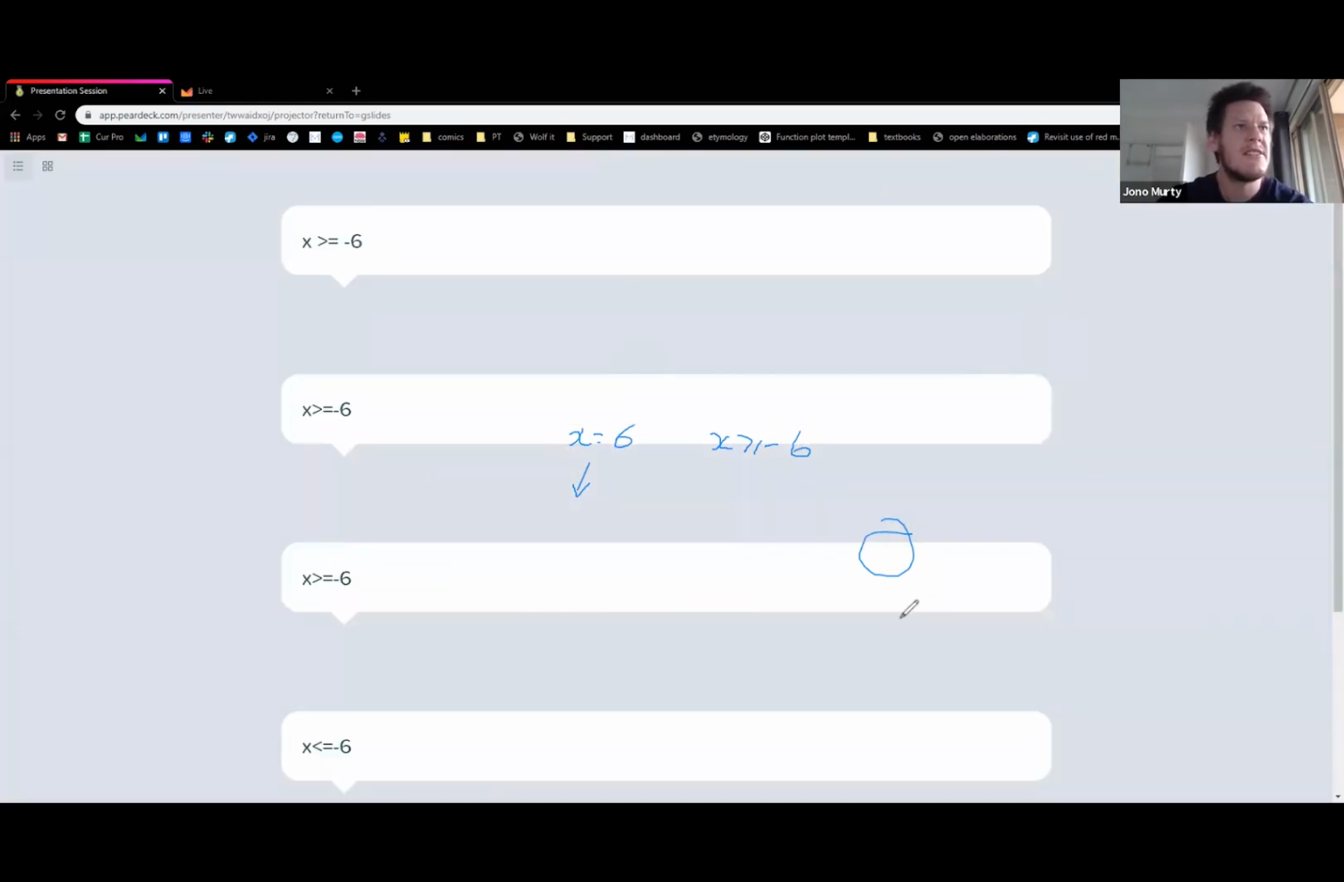Most of you got it correct. One person had it the wrong way around. That's fine. This is what we're here for. It's to learn. We're not being tested here.